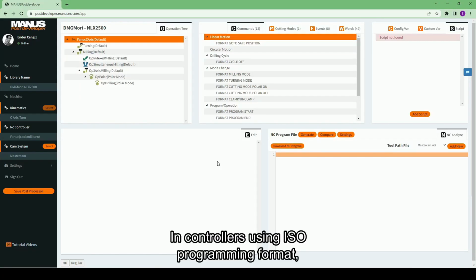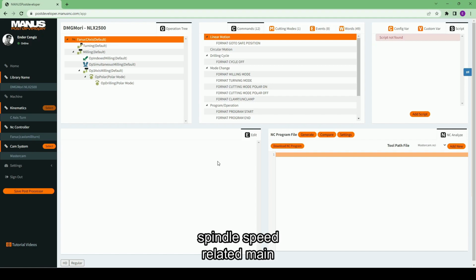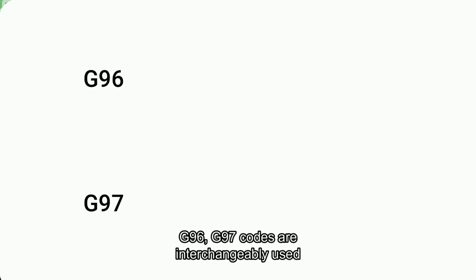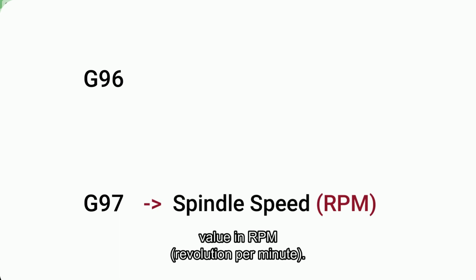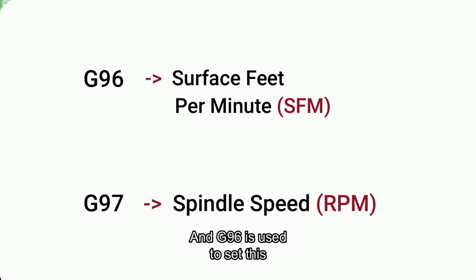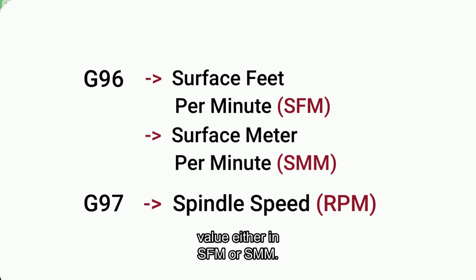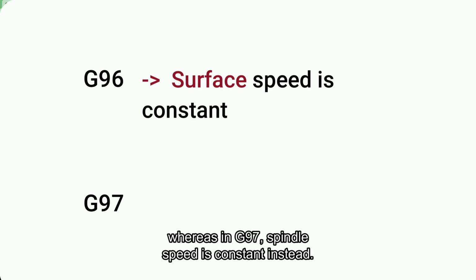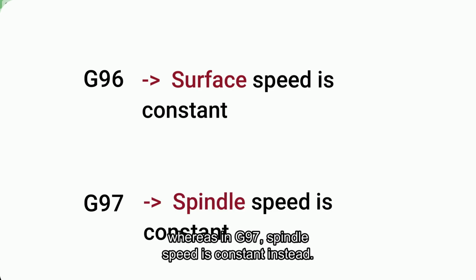In controllers using ISO programming format, spindle speed related main codes for millturn machines are G96, G97, S, M03, M04, M05, and G50. G96, G97 codes are interchangeably used. G97 is used to set spindle speed value in RPM, revolution per minute. And G96 is used to set this value either in SFM or SMM. In G96 mode, surface speed is constant, whereas in G97, spindle speed is constant instead.